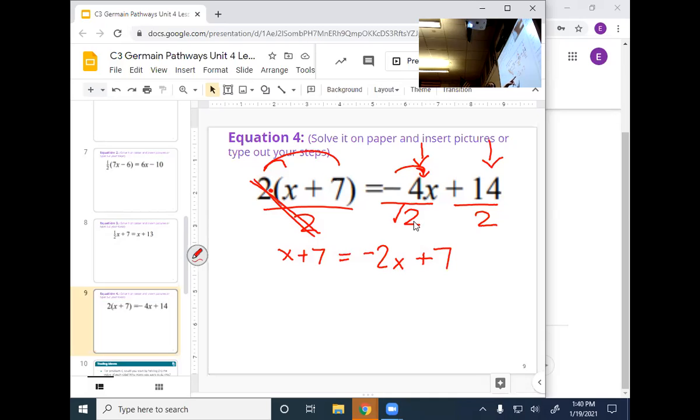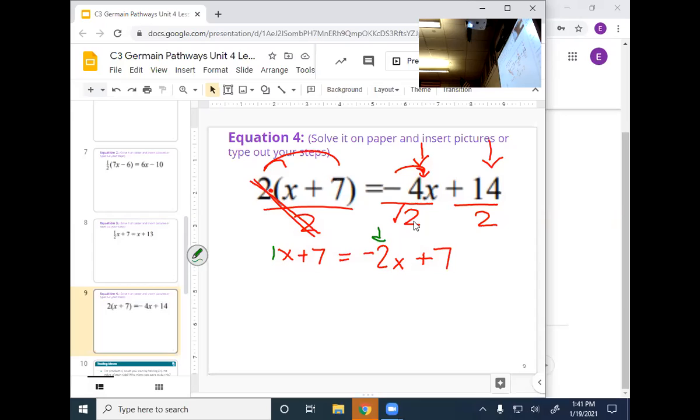It's a -2x and a positive just 1x. But remembering that it's a -2x. Which one's smaller, Billy? The -2x is the smaller one. How can I move a -2x to the other side?